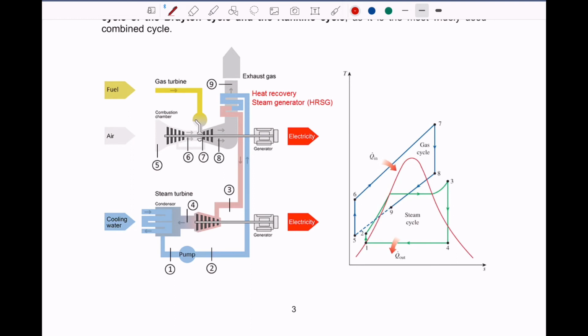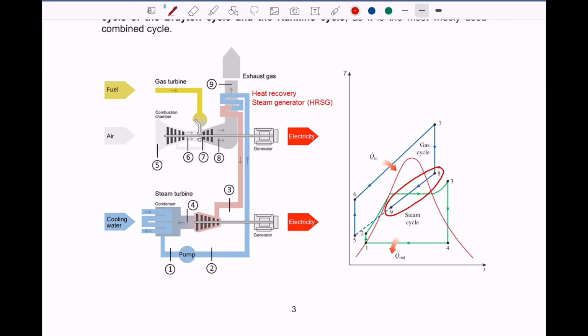But what is the unique feature of the combined cycle is at the heat recovery steam generator, or HRSG. And what happens at the HRSG is, in terms of exhaust gas of the gas turbine side, is here, right? So at the HRSG, the exhaust gas temperature decreases from 8 to 9, and the heat loss due to this decrease of the temperature is transferred to the water side to increase the temperature of the water from 2 all the way up to 3. So that is what happens at the HRSG.